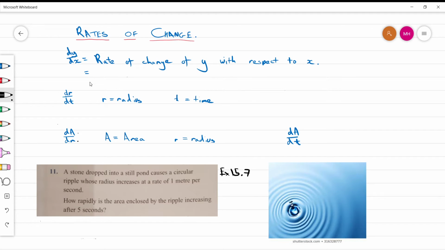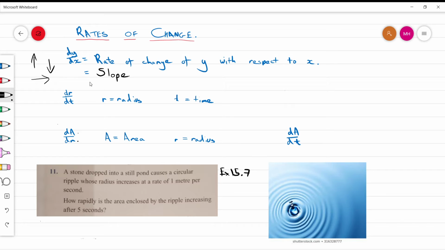Okay, let's have a look at rates of change. I'm sure you're used to seeing dy/dx. Now, it basically means the rate of change of y with respect to x. We would generally call that the slope. So, what's happening to the y value? Is it going up? Is it going down as x is going along? That's basically what the slope is defined as.